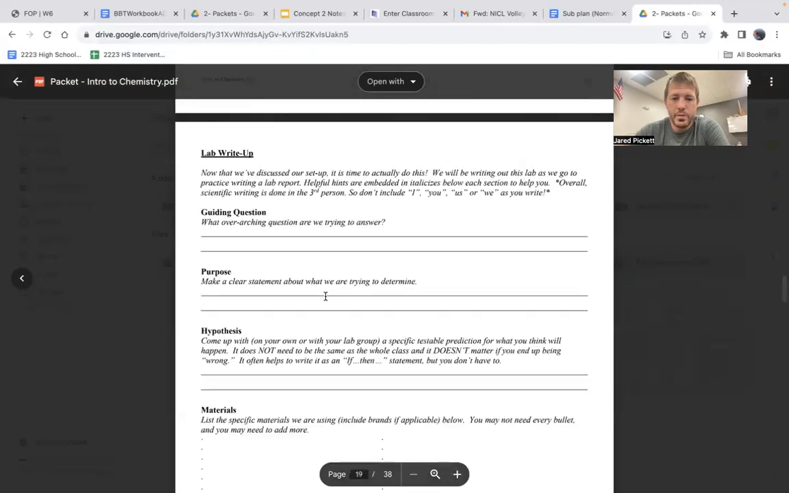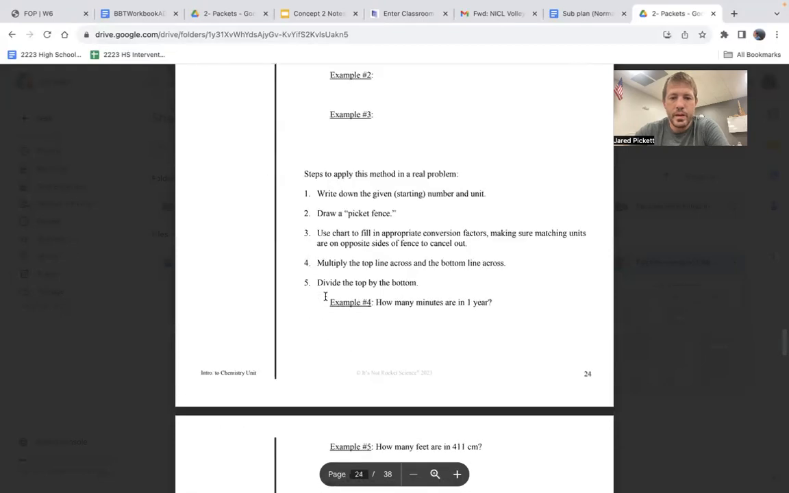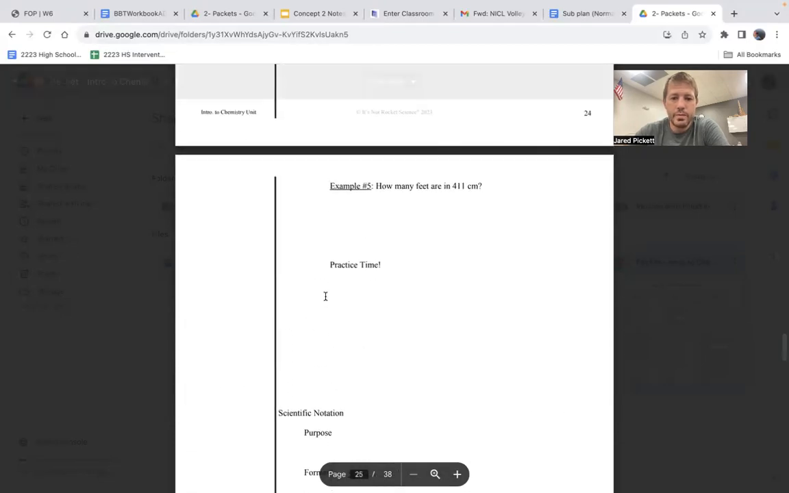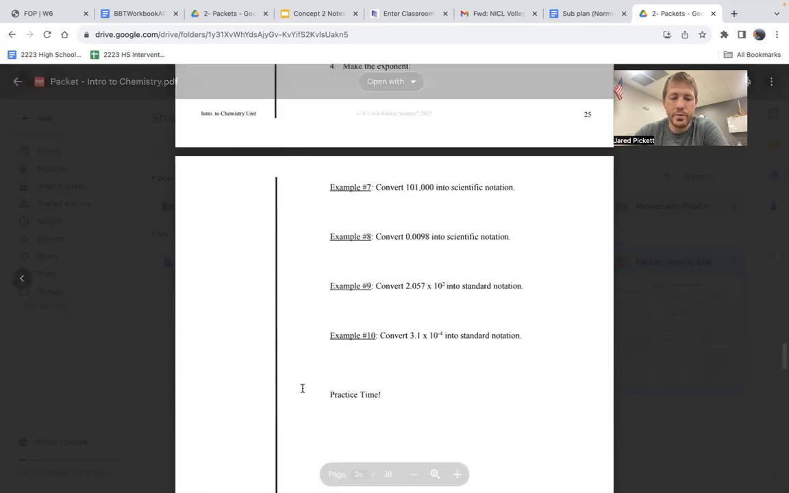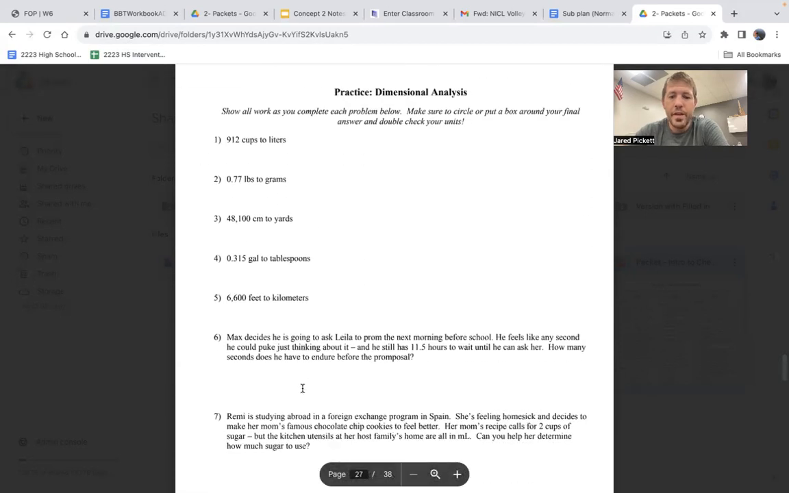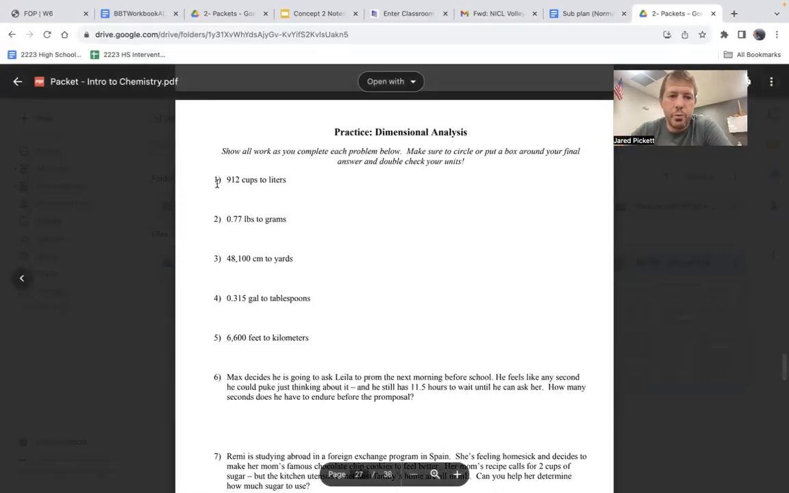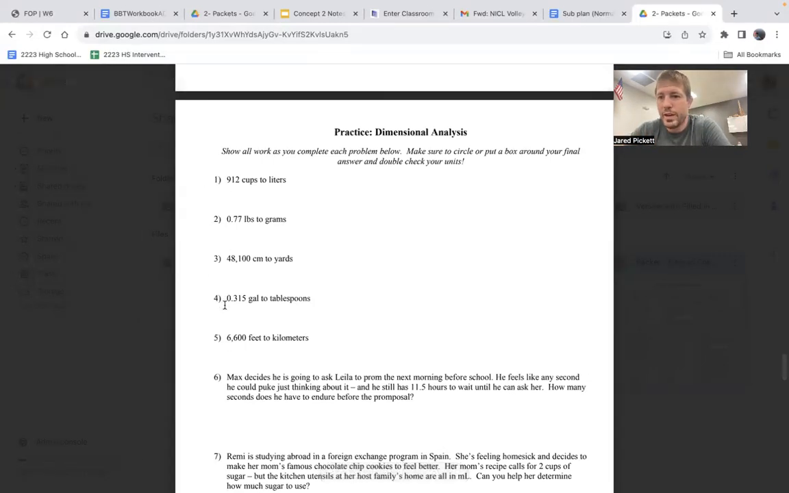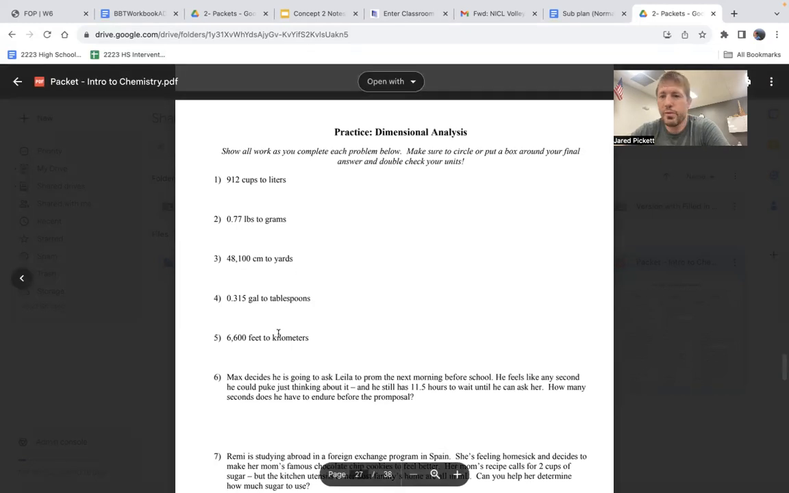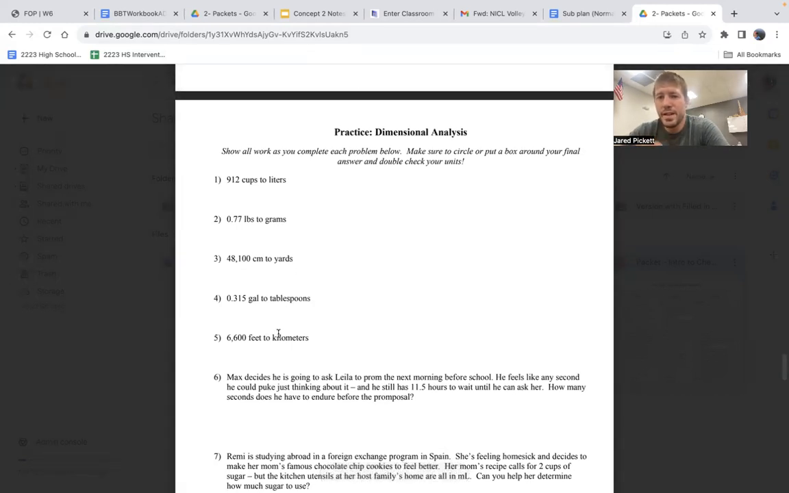Let's get to that page. All right, so you guys should have basically got up to page like 25. And then on page 27, it says practice dimensional analysis. I would expect all of you to get through 5. So 1, 2, 3, 4, and 5. I don't know how long those notes are going to take you, but I would hope that you would get through 1, 2, 3, 4, and 5, as long as this made sense and you guys are getting the hang of this stuff.